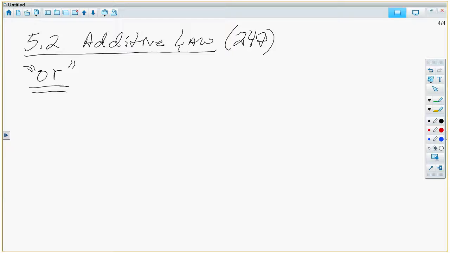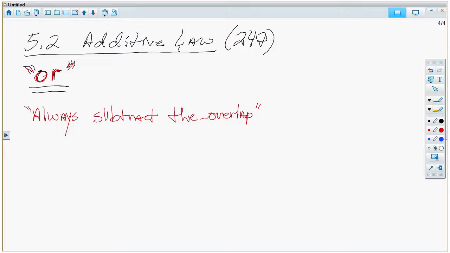Okay? Now the only other thing you have to worry about, I'm going to put this in red along with the or. Always subtract the overlay. And this is something I came up with my first semester of teaching Math 120. Always subtract the overlay.